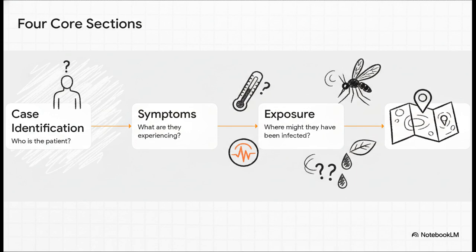First up, case identification. Simple enough. Who's the patient? Then we move on to symptoms. What are they actually feeling? After that, exposure. Where could they have possibly been infected? And finally, location. Where do they live? This is key for mapping out potential hotspots. This whole structure just guides the person in the field and makes sure we don't miss a single critical detail.